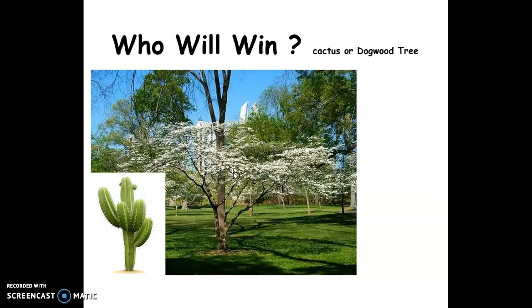Who will win? Cactus or dogwood tree? Take a look at the dogwood tree and its characteristics. Think about the habitat that it is pictured in. Take a look at the cactus. Think about the habitat that it is pictured in and decide who will win. Jot down your thoughts.